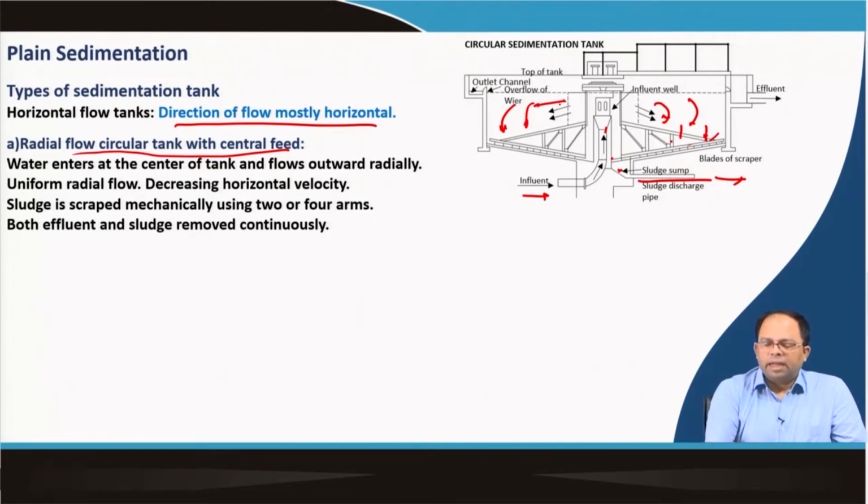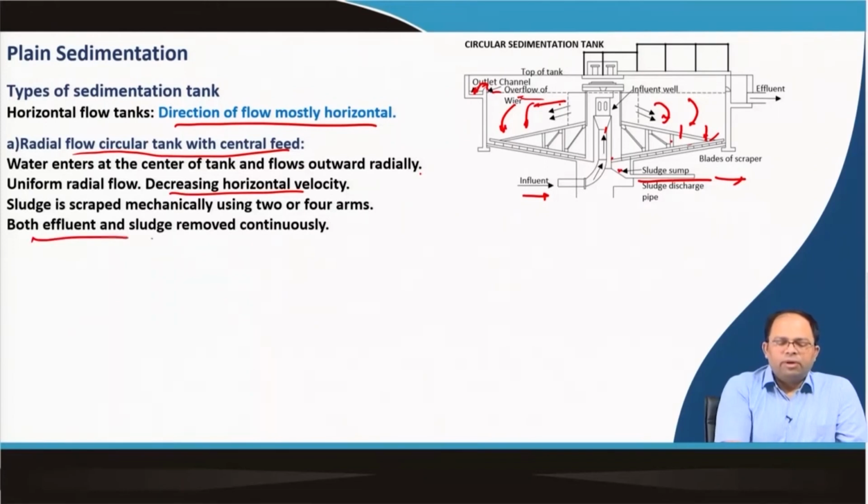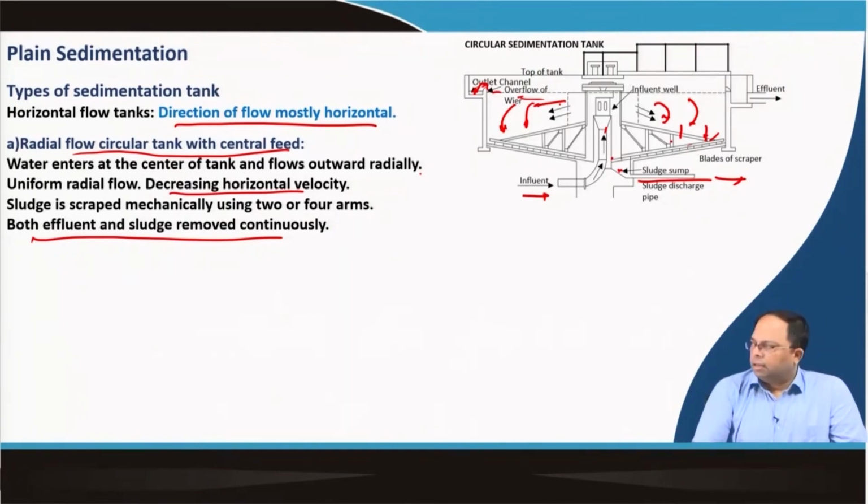It is a horizontal flow tank where the water gradually moves over here, and then over this weir the water goes into this outlet channel, and from here it is taken out. So, this is a circular sedimentation tank. Water enters at the center of the tank and flows outward radially, with uniform radial flow and decreasing horizontal velocity. Sludge is scraped mechanically using 2 or 4 arms, and both effluent and sludge are removed continuously. So, this is the basic design of a radial flow circular tank with central feed.